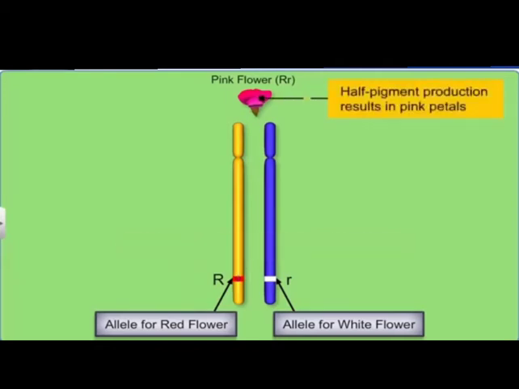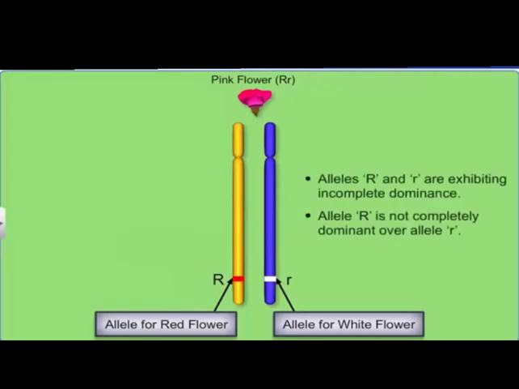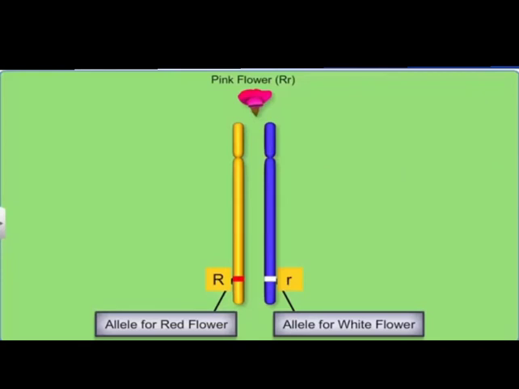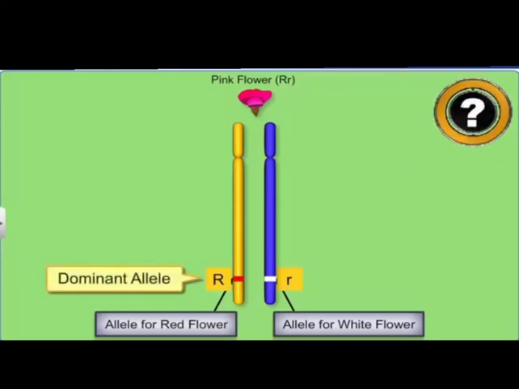The alleles, capital R and small r, are exhibiting incomplete dominance. The allele capital R is not completely dominant over the recessive allele small r. But why is that? That some alleles are dominant, whereas some are recessive alleles. Let us understand this by studying the functioning of gene in detail.